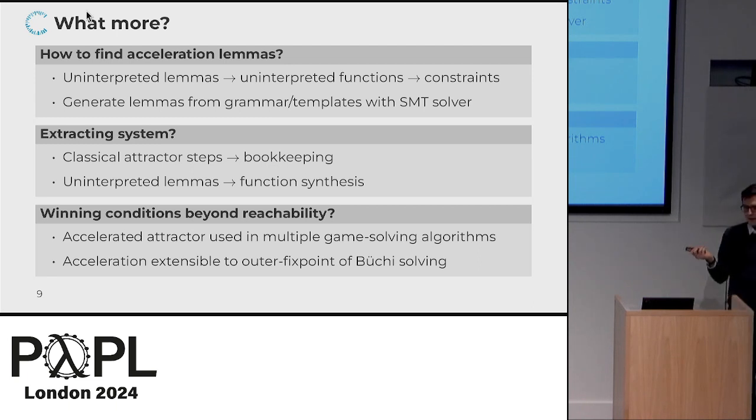And also this overall quasi-lemma application gives you some kind of sub-procedures for your acceleration. Also, in game solving, I've shown you reachability, but usually more interesting are specifications for games, like for example Büchi, where we have to visit something infinitely often. And the nice thing is these algorithms for solving those use the attractor as a building block. So if we accelerate the attractor, we can also accelerate the overall game solving mechanism. We also propose a method to accelerate this outer fixed point, if you know what that means in these game solving mechanisms.